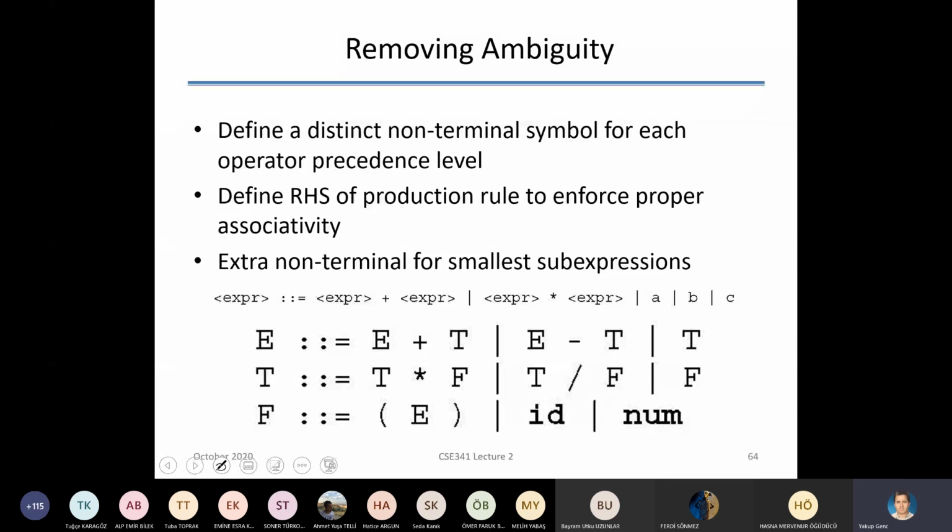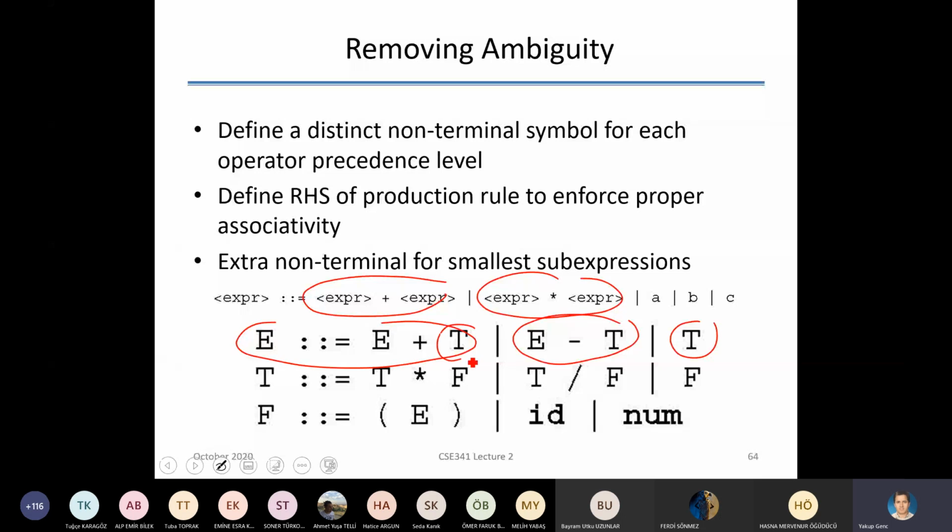For example, in this case, what I'm going to do is this: this grammar doesn't tell me which one comes first. Let me make sure that I enforce that notion. Who comes first? So I will say here, E goes to E plus T, or E minus T, or T, okay? And then I say, okay, T goes to T times F, or T divided by F, or F.